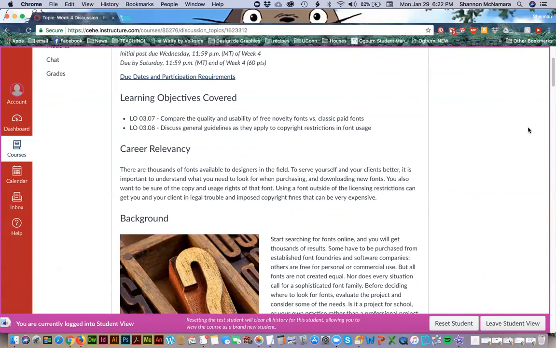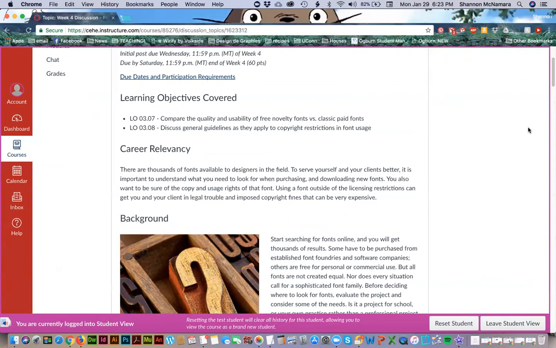There are thousands of fonts available to designers in the field. To serve yourself and your clients better, it is really important to understand what you need to look for when you're purchasing and downloading new fonts. You also want to be sure of the copy and usage rights of the fonts. So that means, can I use this font in a logo? Am I allowed to use this font for a commercial purpose? Those are the things that you need to look at.